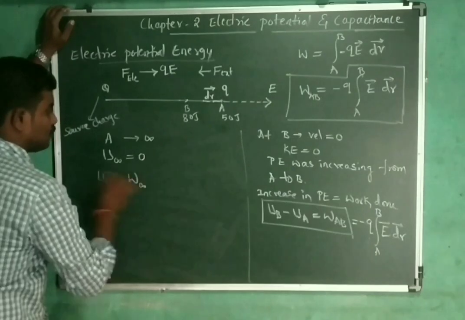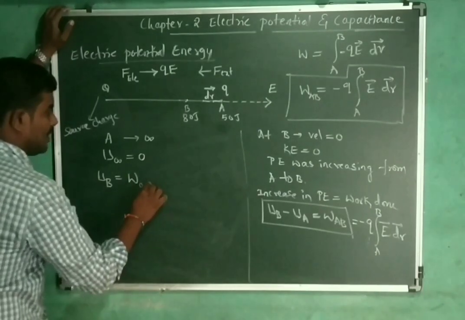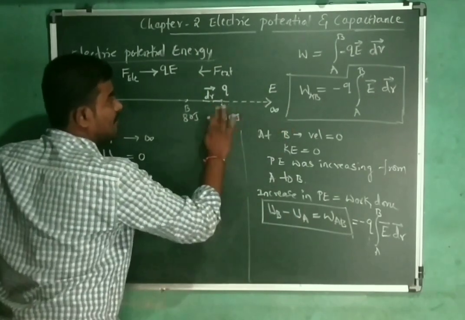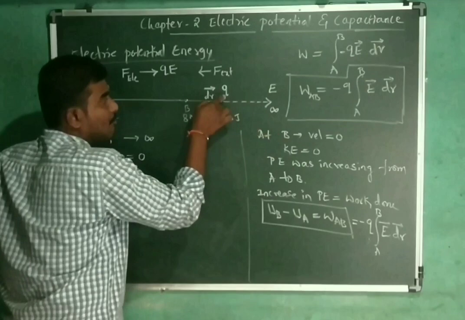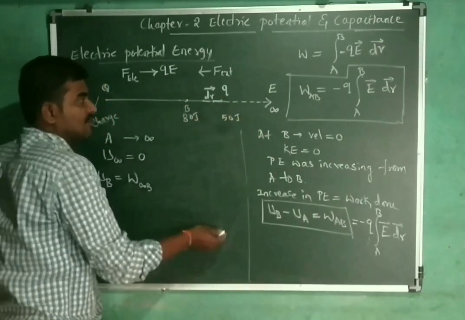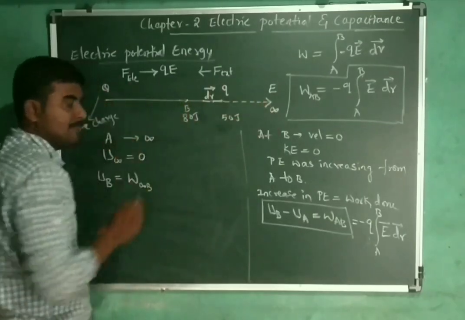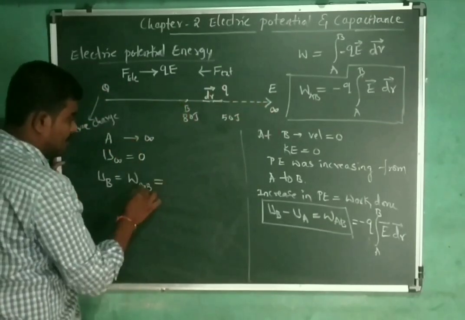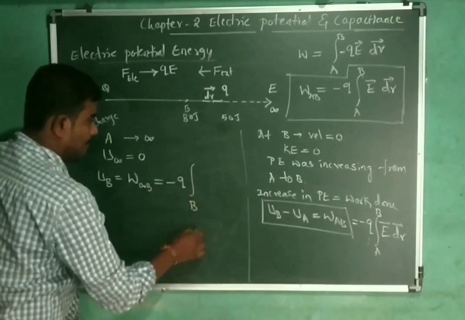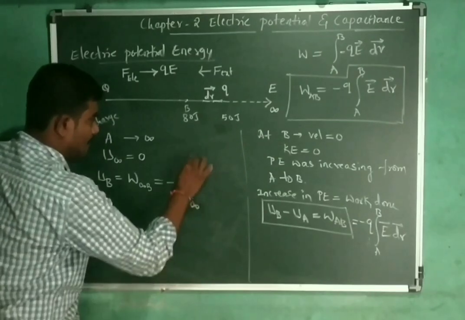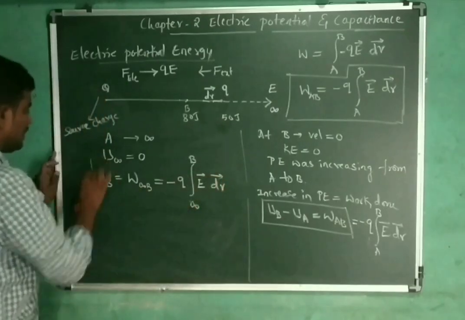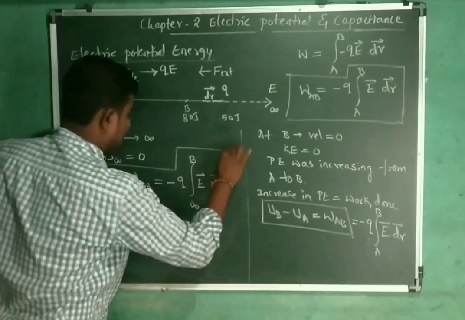In place of A I am supposed to write infinity, and in place of B I will write B, because our A location is changed now. Now it is at infinity. From infinity I have brought this charge and I have to consider electric potential energy from infinity to point B. Therefore W infinity B is equal to minus Q integration from infinity to B of E dot dr. So this is electric potential energy.